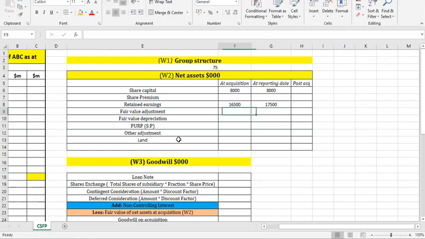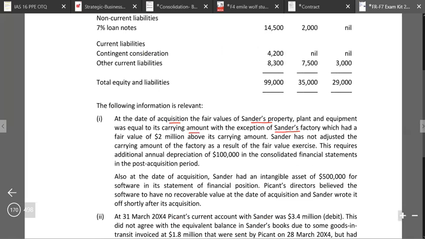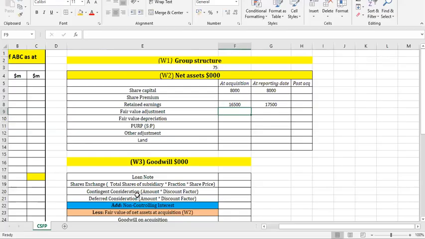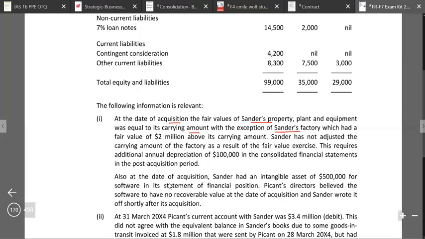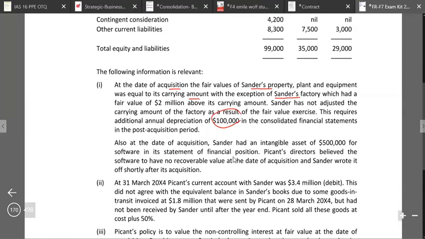Then you have the fair value adjustment. They said that the fair value is 2,000 more than its carrying amount. So we'll be adding 2,000 here, and similarly 2,000 here. Then they said the extra depreciation is 1 lakh. It is already calculated, so there is no need to calculate that. So minus 100 from the reporting date. Fine, that's good. So adjustment number 1 is done.